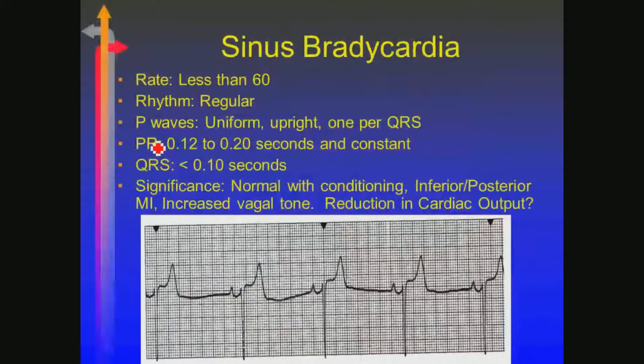If the rate is less than 60, I'm going to go ahead and call that a bradycardia. Sinus bradycardia is one P wave for every QRS complex. The P to P is regular, the R to R is regular. The PR intervals within normal range, QRS complexes within normal range.